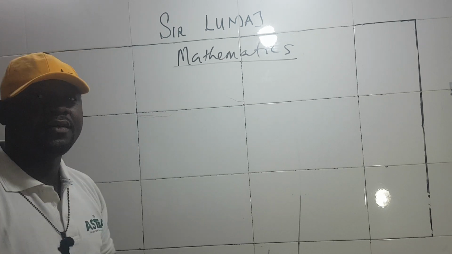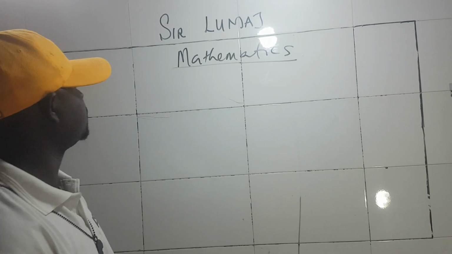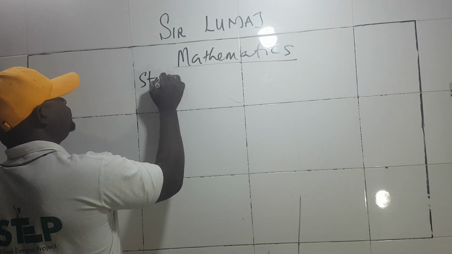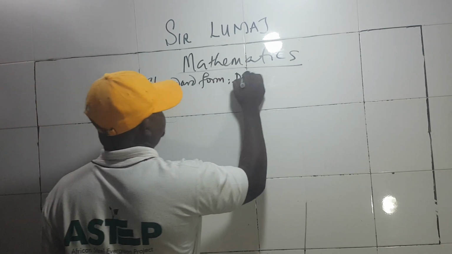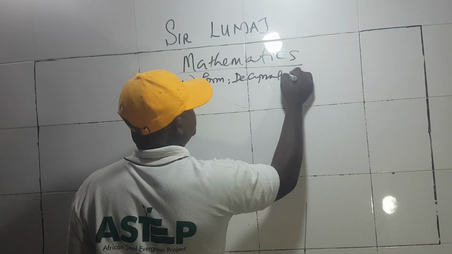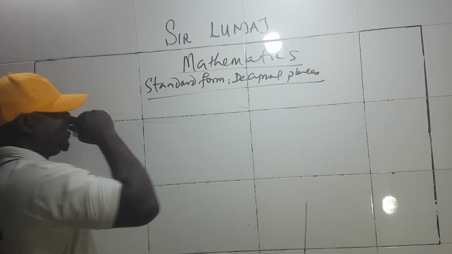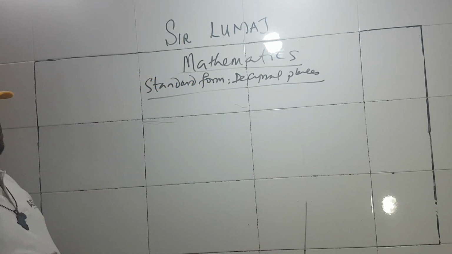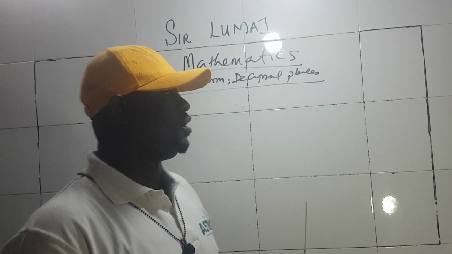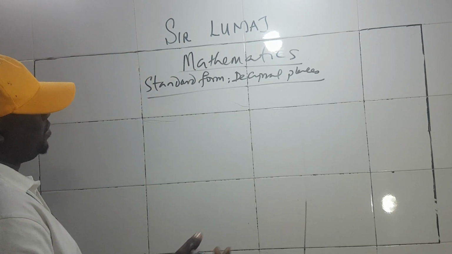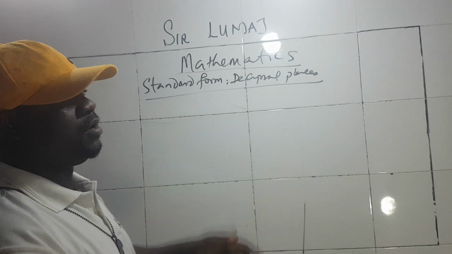And under mathematics, I would like to teach us standard form, decimal places also. Decimal places, these two. So in your standard form, it's just the way we express numbers having decimal places, in which you can write them and they will not be a whole number.